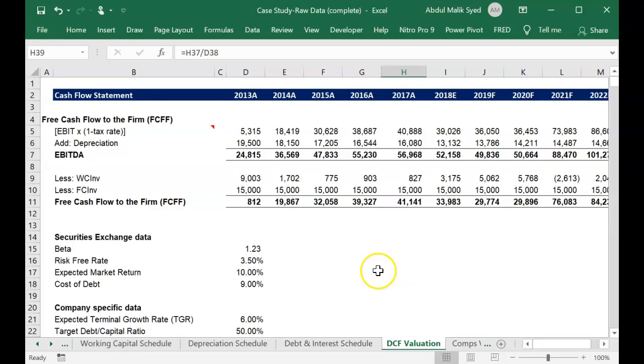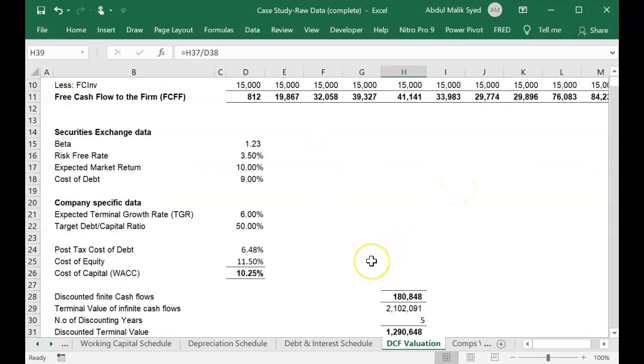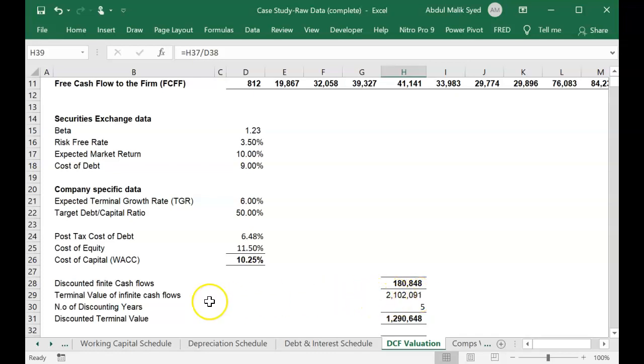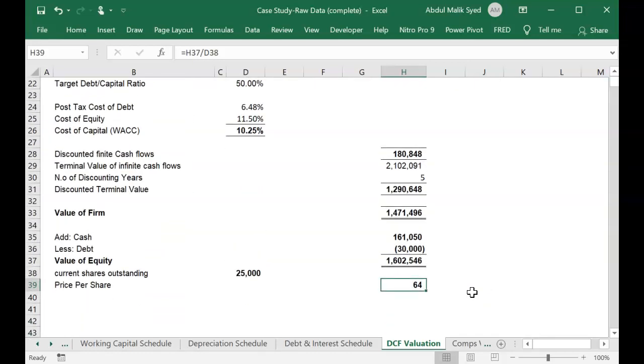The case study is going to acquaint you with understanding the three statements, how to do forecasting, and how to reorganize the financial statements in the levered form. How to use the projections and how to use the cash flows for the firm to compute the firm value, and how we use the net present value formula to get the discounted finite cash flows, and then finally the firm value. And then how to translate the firm value to the value of equity and equity per share.